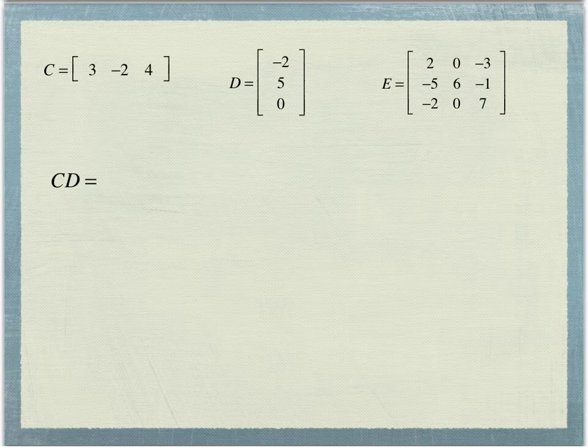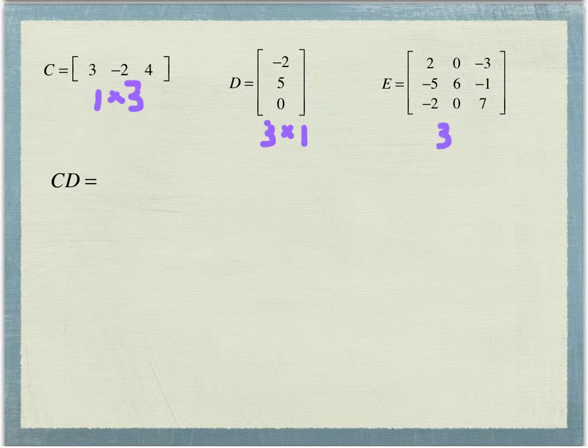Get to some multiplication, and as you might remember, multiplication is just a tad trickier perhaps. I'm just going to write down the dimensions of these matrices to help us out. This is a 1 by 3, 1 row and 3 columns. This one would be a 3 by 1, 3 rows and 1 column. This one of course is a 3 by 3 matrix.